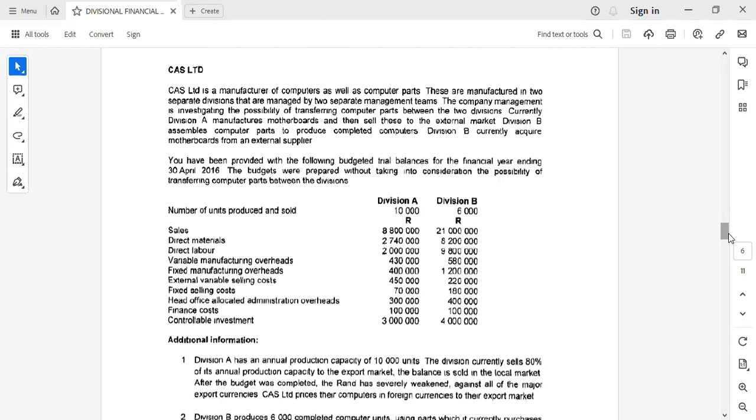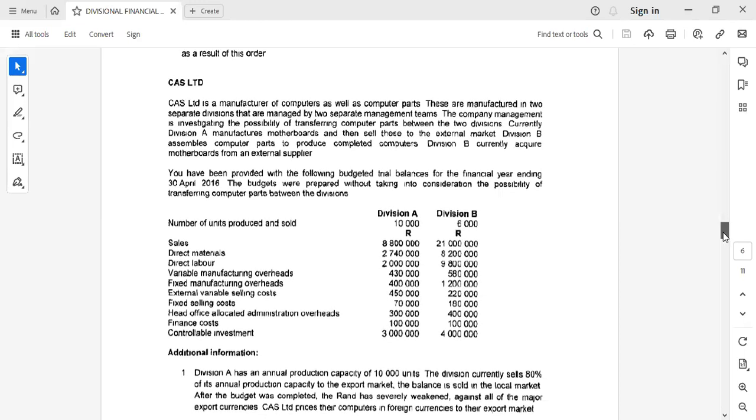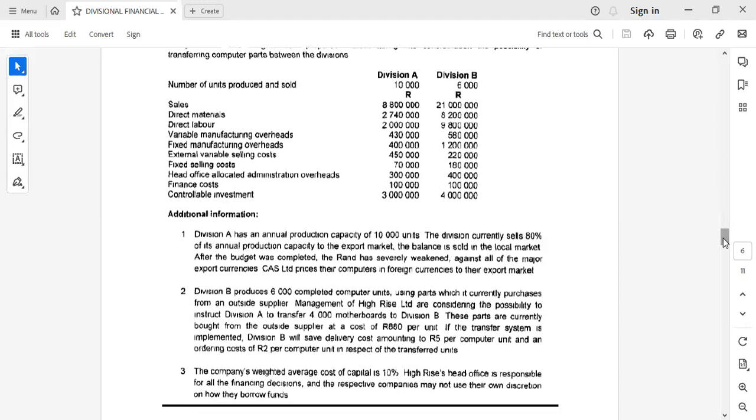The budgets were prepared without taking into consideration the possibility of transferring computer parts between the divisions. So these budgets were prepared on the basis that Division A sells to their own external market, Division B buys the motherboards from their own suppliers. All right. Then we are told additional information.